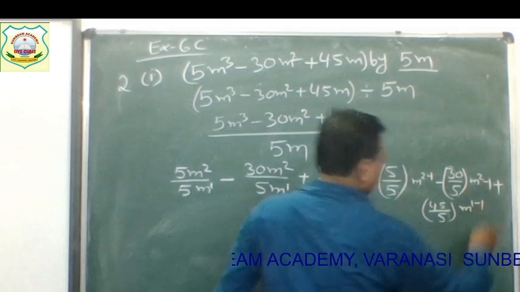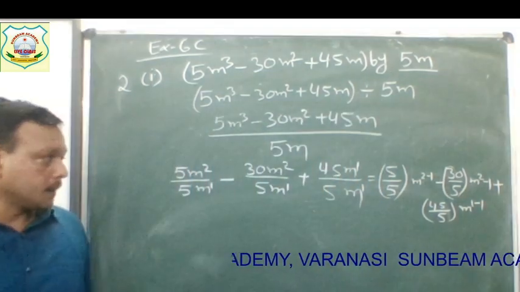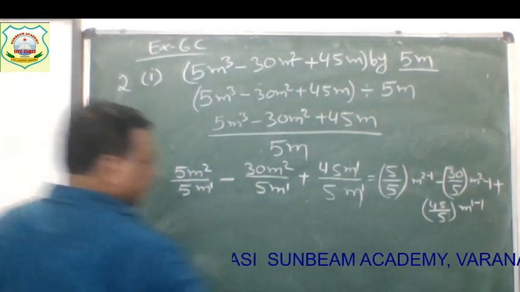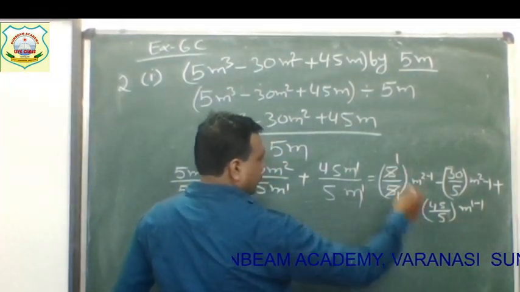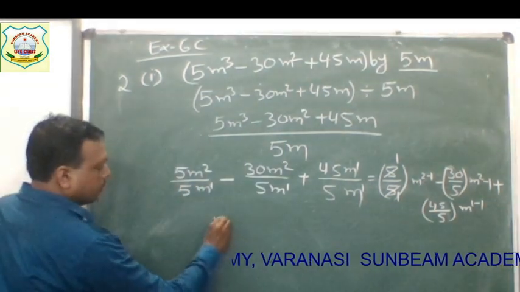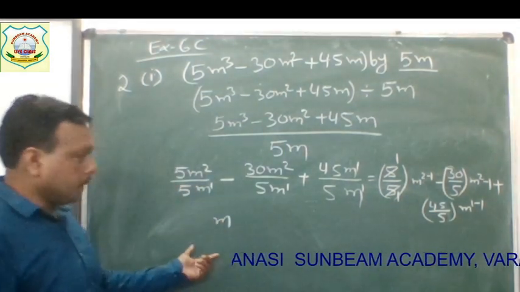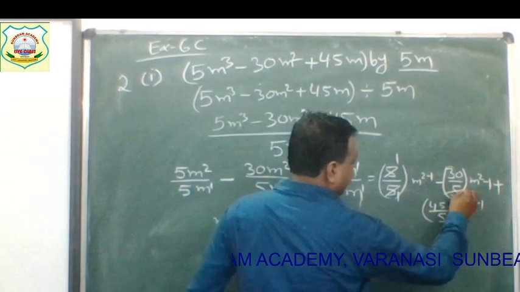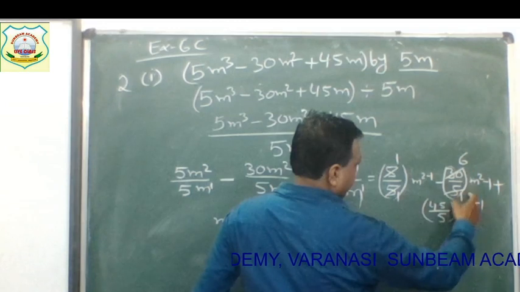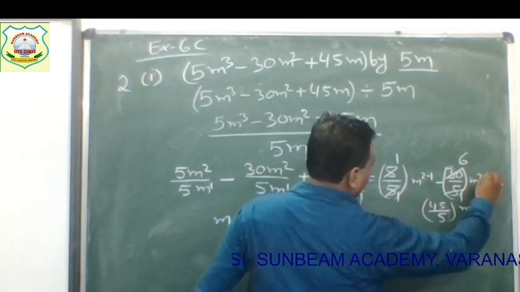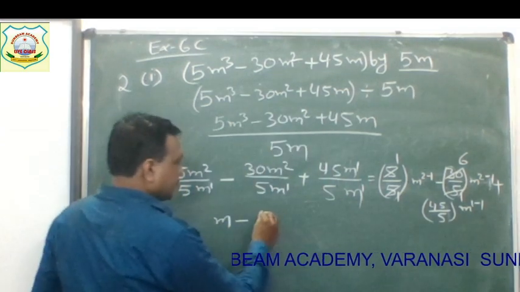And 1 minus 1, this way we have to write. Clear? 5 upon 5 is cancelled, 1 and 1. And m to the power 2 minus 1 is 1, so only m will come. Only m. Then minus 5 upon 5, that is 6. 6 and 2 minus 1, that is the 1.